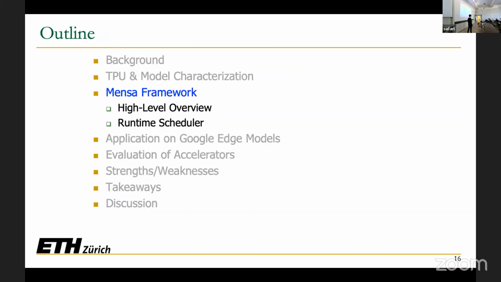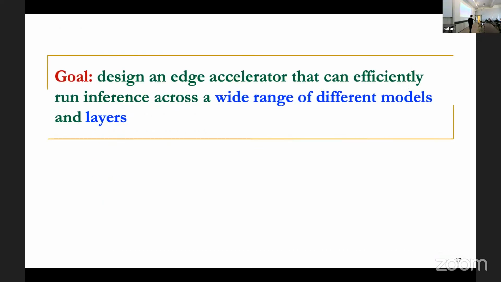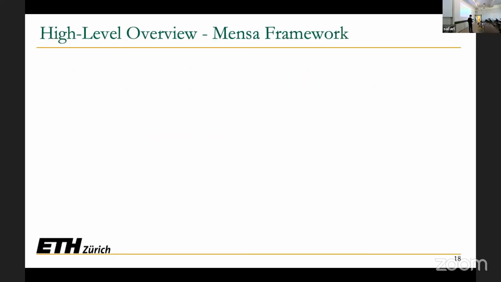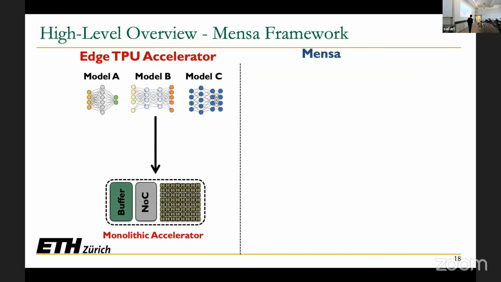Cool. So now I'll talk about the Mensa framework, which is the proposed solution to this problem and how we can mitigate these issues. The goal of Mensa, in general, is to design an edge accelerator that can efficiently run inference across the different models and layers. Currently, on the left, we have the Edge TPU. You can feed it all the models you want, and it will go straight into the monolithic design.